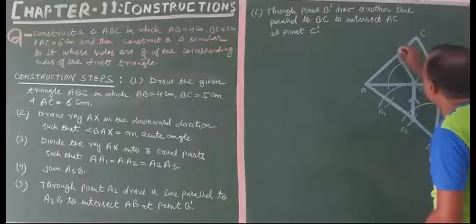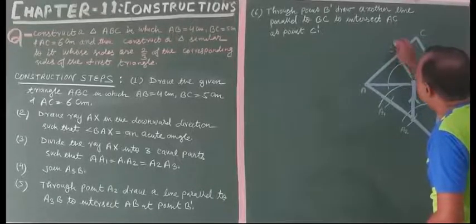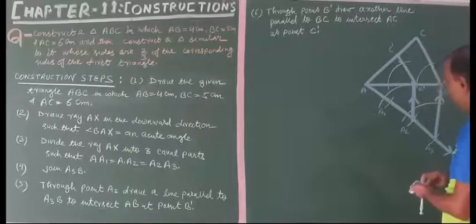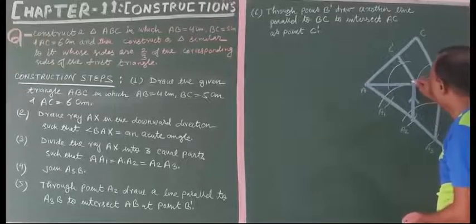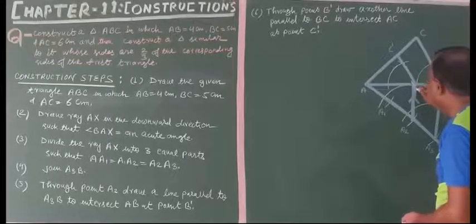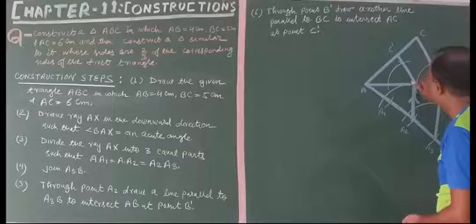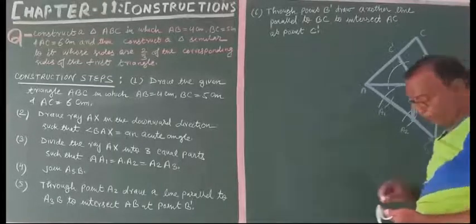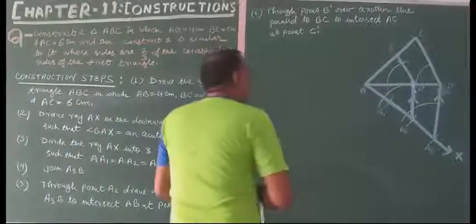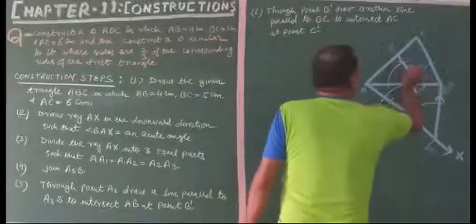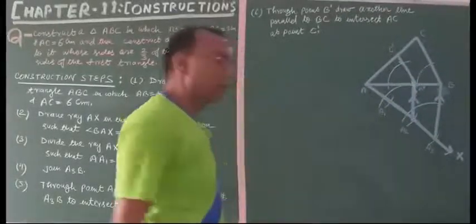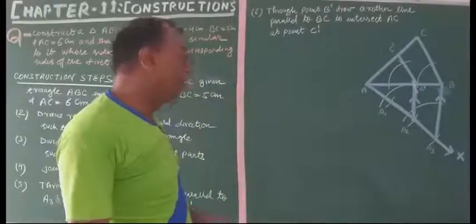This is point C dash. This is the point C dash. Is it there? This was the previous arc, which was hidden. Now this one, this A, B dash, C dash is the required triangle. Okay.